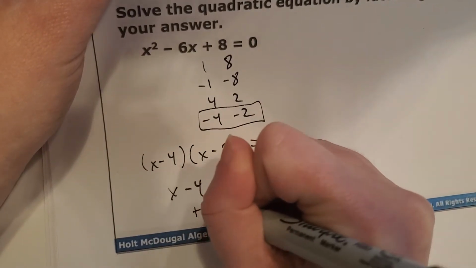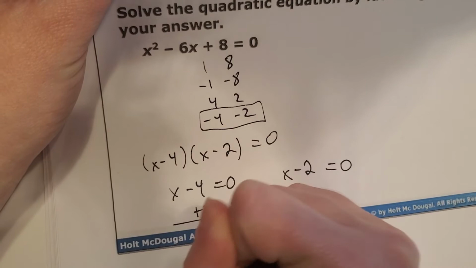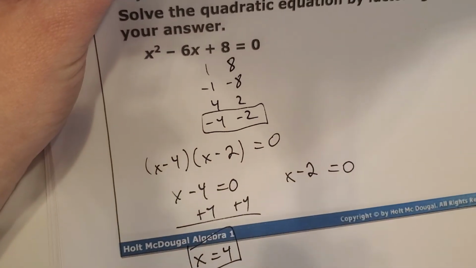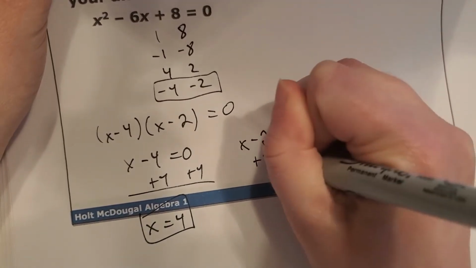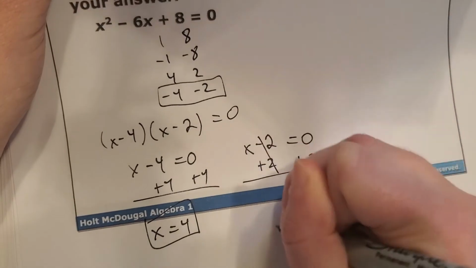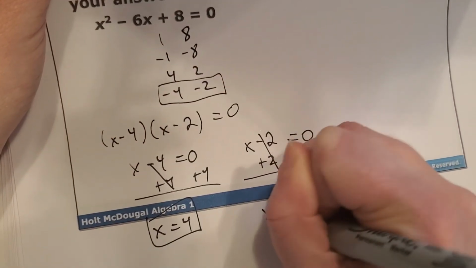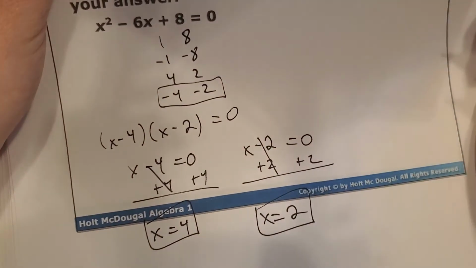So same thing, add 4. X is going to be 4 for one, and add 2. So x is going to be 2 for the other one.